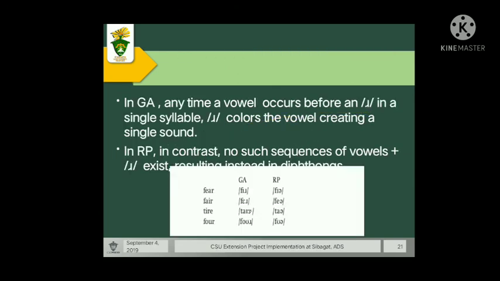So although many of the words in the list are pronounced similarly, there are some notable differences, just like that one.